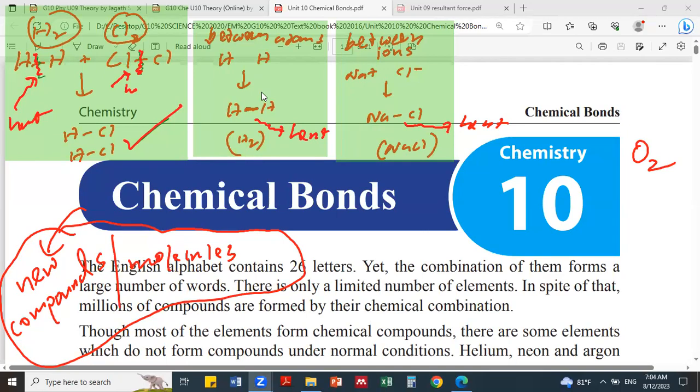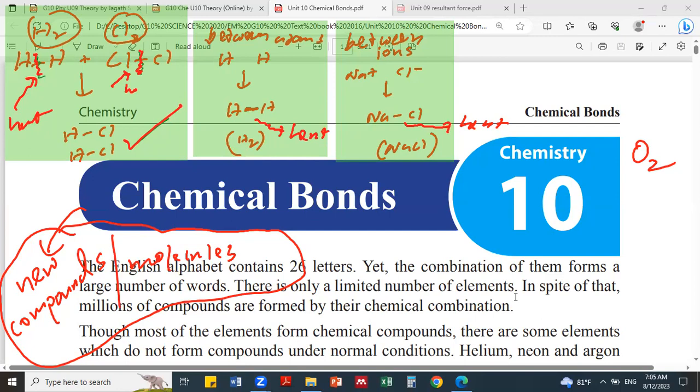Then the next one is also very interesting. How many letters are in the English alphabet? 26. How many English words are there in the world? From these 26 letters, how many English words can be formed? Can you give me an answer? Unlimited. You can't tell this much.